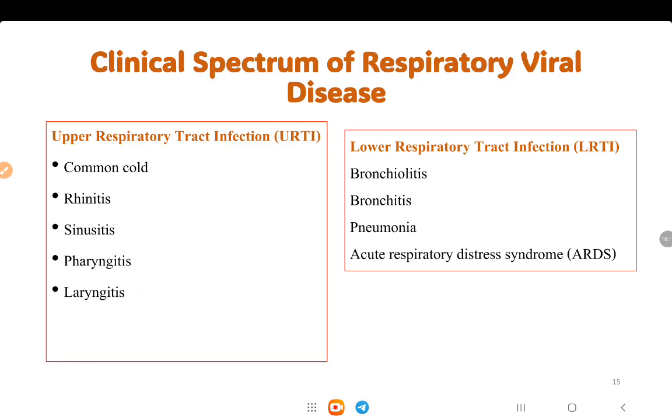The general clinical spectrum of respiratory viral disease: in the upper respiratory tract we find common infections like the common cold, rhinitis, sinusitis, pharyngitis, and laryngitis. In the lower tract we find bronchitis, pneumonia, and acute respiratory distress syndrome. This is a common respiratory infection. That means a respiratory virus can affect any part of the respiratory tract, producing a different clinical syndrome.